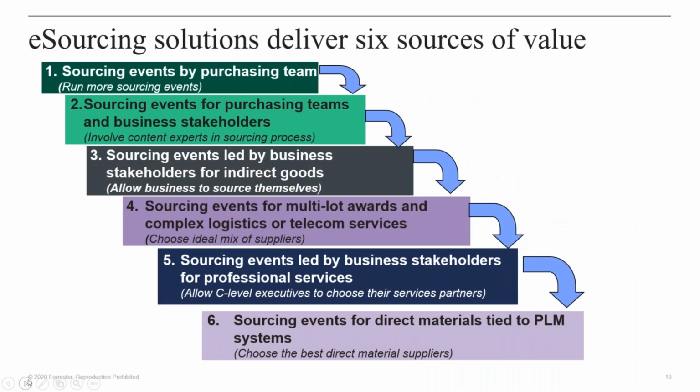So what we found in talking to a lot of clients, talking to a lot of vendors, is, as I said, 20 years of looking at this space, is you can think of sourcing solutions having these 6 sources of value that relate to 6 stages of implementation. So the first source is use by the purchasing team, and allows them to run more sourcing events, simply get those done faster and more of them. Next stage is when the purchasing team starts partnering with business stakeholders. Because remember, business stakeholders are often the content experts.